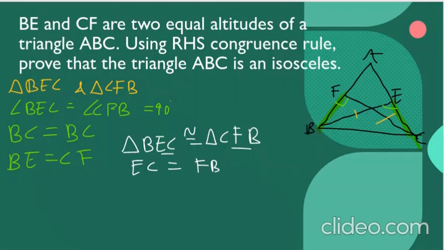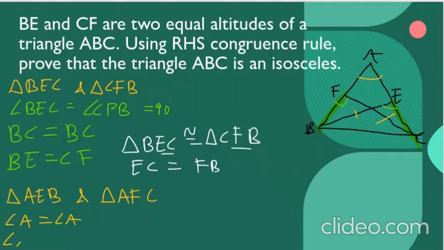Now let's take another triangle. I'm going to take triangle AEB and triangle AFC. These two triangles. Now if I take these two triangles, what do I get? I can see that angle A is equal to angle A, right? It is the common one. Next, the right angles. Angle AEB is equal to angle AFC. Why? Because both of them are 90 degrees.